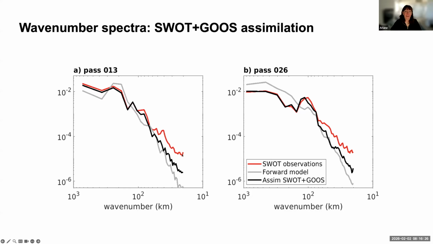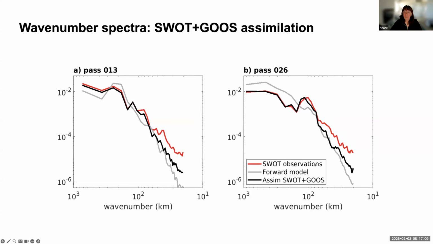Okay, so this is the average spectra for SWOT data. The gray curve is the spectrum for the forward run, so in iteration 0, before data assimilation. And the black curve is after data assimilation, so this is our state estimate. And this is for the assimilation of SWOT and goose observations. One notable difference is that the forward model is run with the high viscosity, whereas the state estimate is with the lower viscosity, so that's the difference in the energy at small scales.